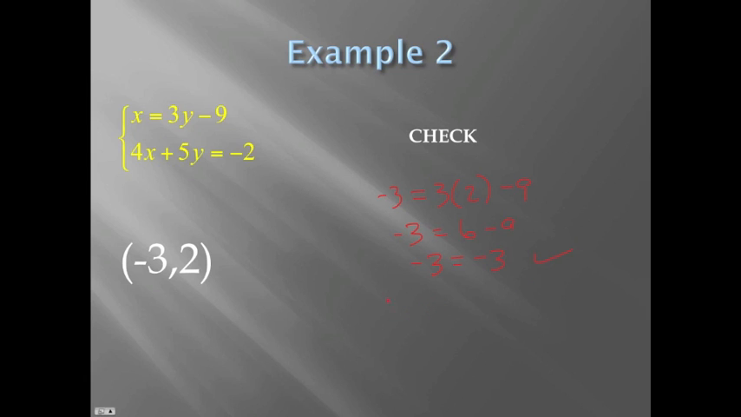Just to double check, checking in the bottom one. That's going to be 4 times negative 3 plus 5 times 2 equals negative 2. That's negative 12 plus 10 equals negative 2. And so that's negative 2 equals negative 2, which is correct. So now we know that we do have it correct. Usually just checking in one is good enough, but we always want to double check if we can take a second to do that.